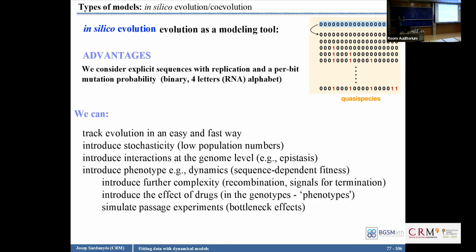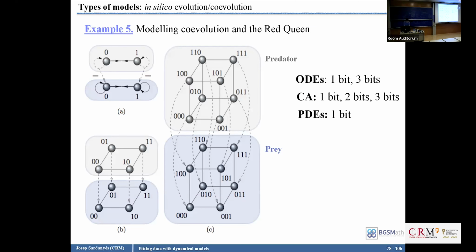So you have a lattice, and now instead of having an individual, I have a genotype. And when this genotype replicates to a neighbor, you can have mutations, and you can introduce a lot of things. I will show you three or four works that I did in my PhD where we studied coevolution with this simple model. And we saw quite interesting things. Okay, so this is very easy.